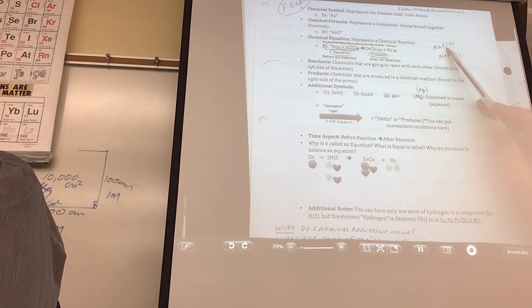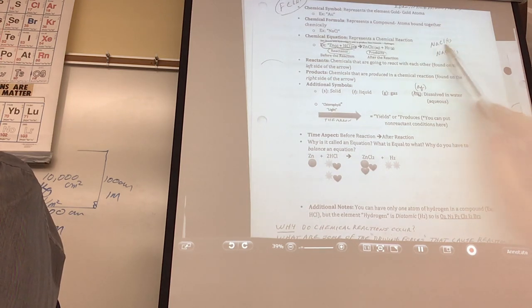What do you think? Kieran, help me out here. What does that look like? NaCl(s). Have you ever seen that before? At your house, do you have a salt and pepper shaker? Okay, so have you ever seen table salt as a solid?